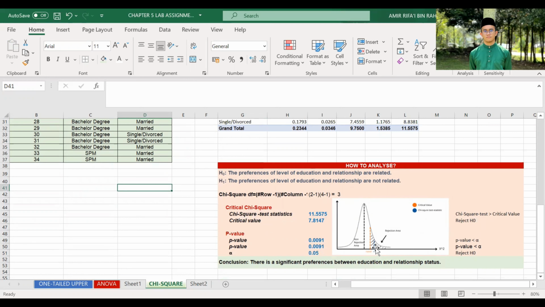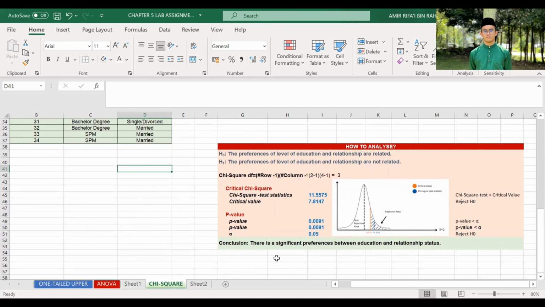Based on the graph here, the chi-square test statistic is inside the rejection area and it rejects the null hypothesis. The p-value is 0.0091 and it is less than alpha, which means it rejects the null hypothesis. So the conclusion here: there is a significant difference between education and relationship status.